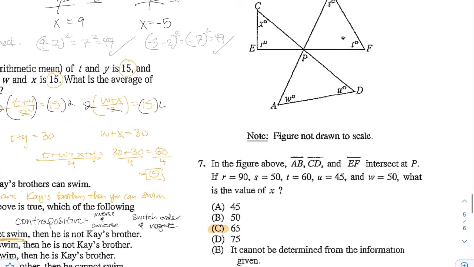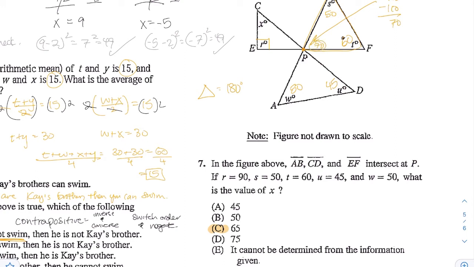All right, next for number 7, in the figure above, AB, CD, and EF intersect at point P over here. Now, if R is equal to 90 degrees, S is equal to 50 degrees, T is equal to 60 degrees, U is equal to 45 degrees, W is equal to 50 degrees, what is the value of X? All right, so here you have a whole bunch of triangles, and remember, a triangle adds up to 180 degrees. So if we have 2 of the angles in a triangle, we can figure out the last one. For example, this angle here, for the triangle BPF, it's going to be 180 minus 50 plus 60, which is 110. That'll give you 70.